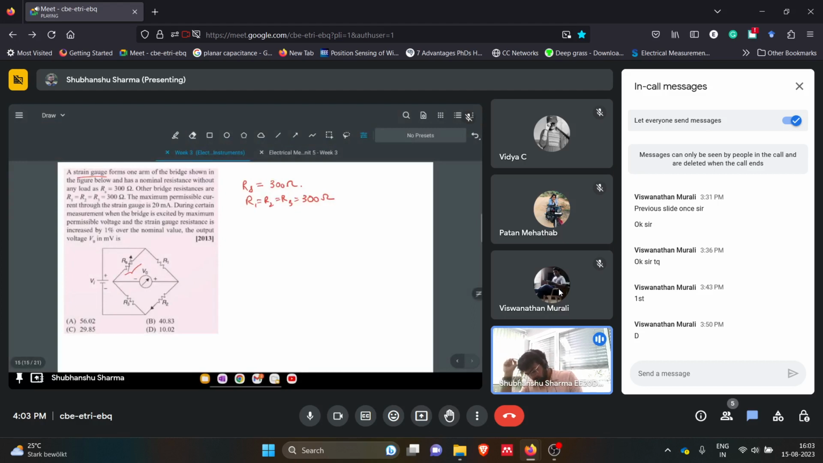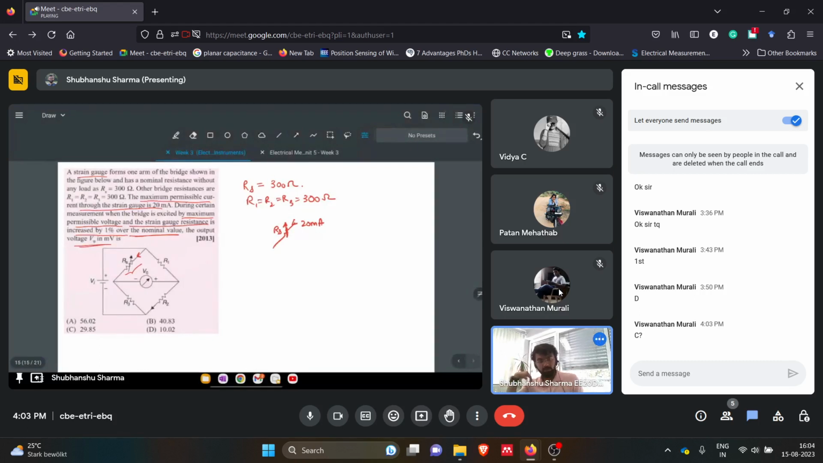Now they are asking for the maximum permissible current through the strain gauge. The maximum current which can be passed through this Rs is 20 milliamperes. During certain measurements, the bridge is excited by the maximum permissible voltage and the strain gauge resistance is increased by 1% over the nominal value. The output voltage V naught is.